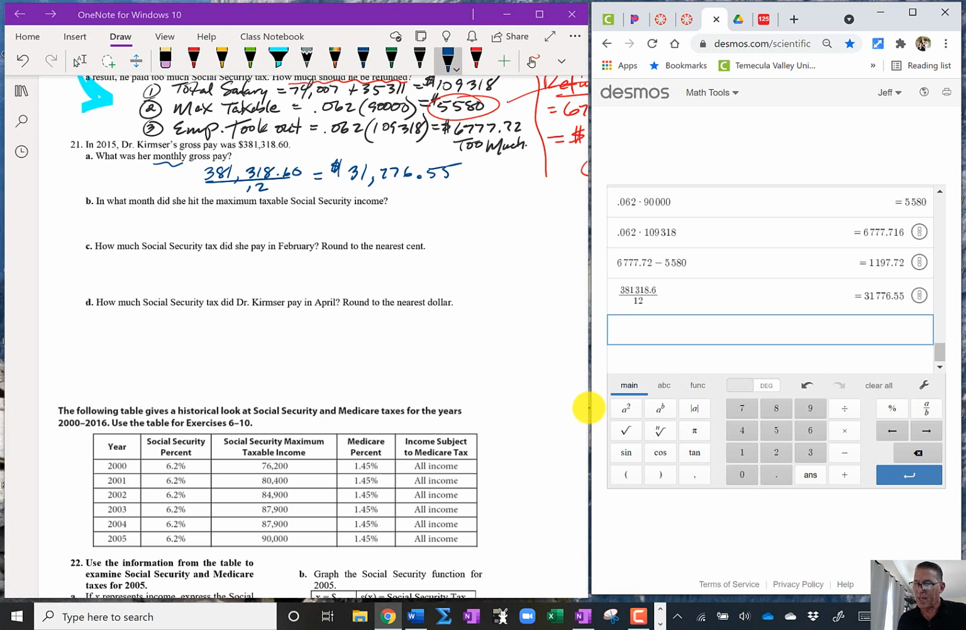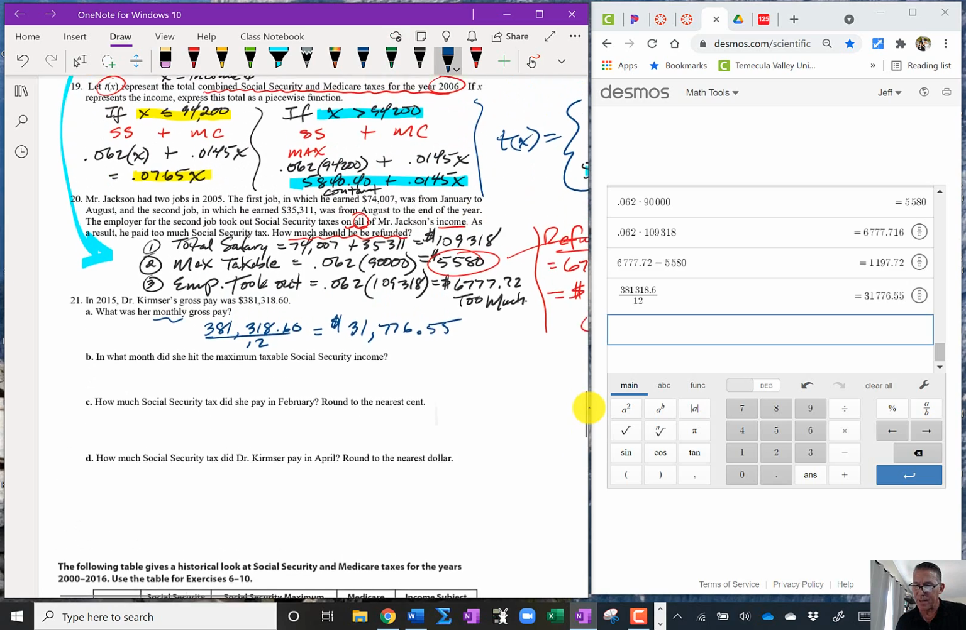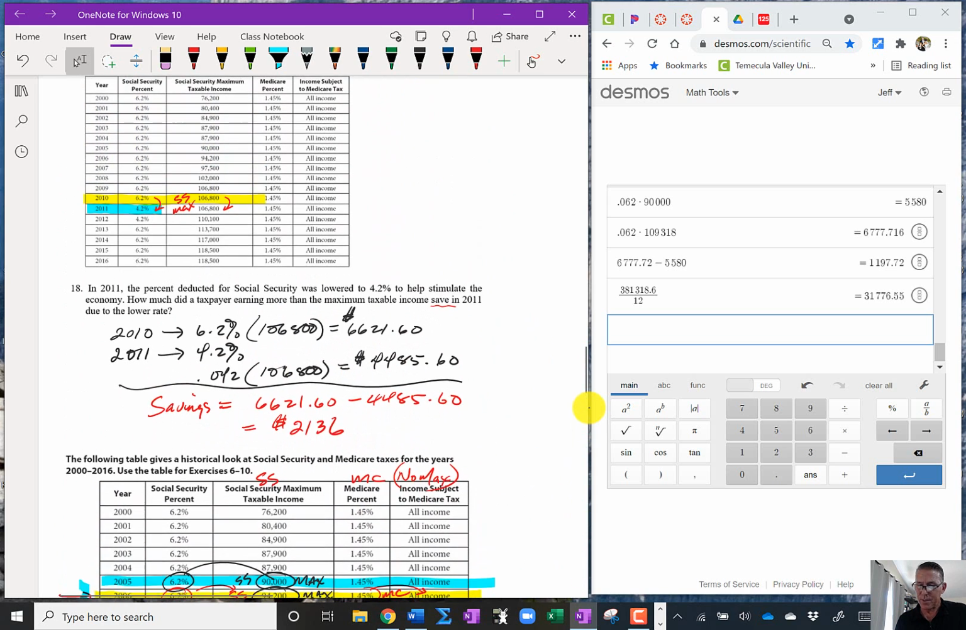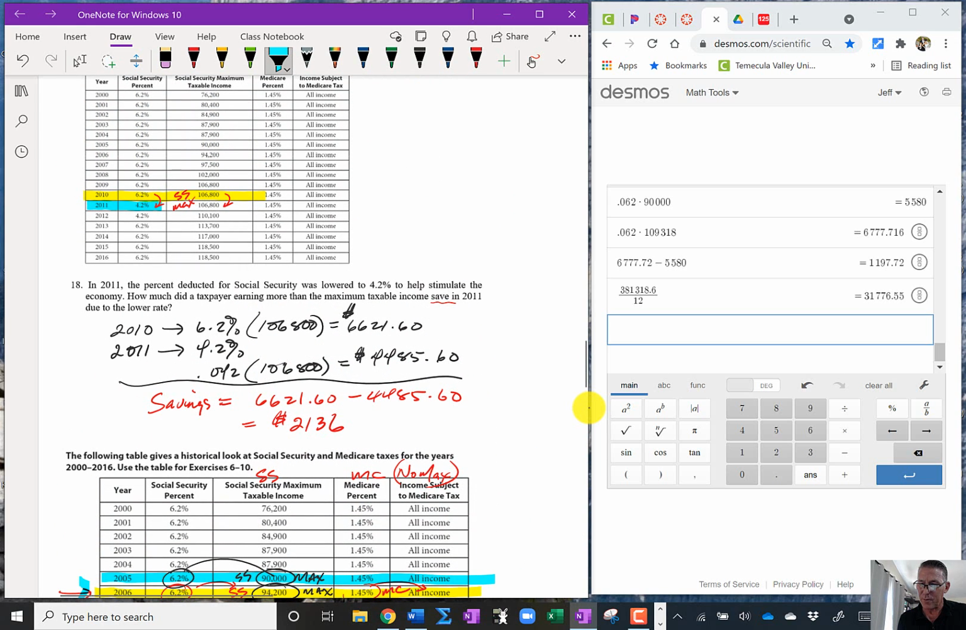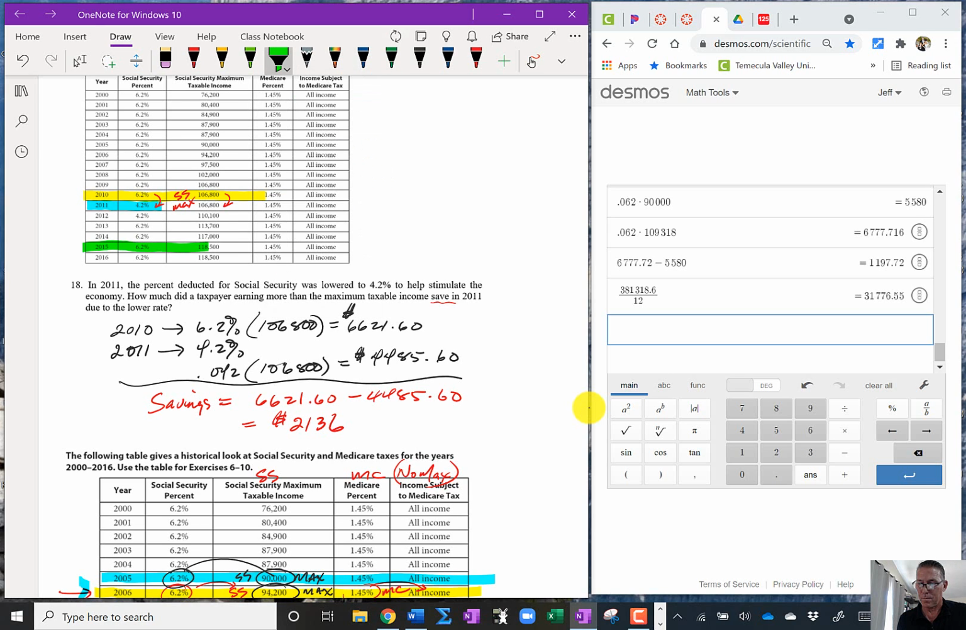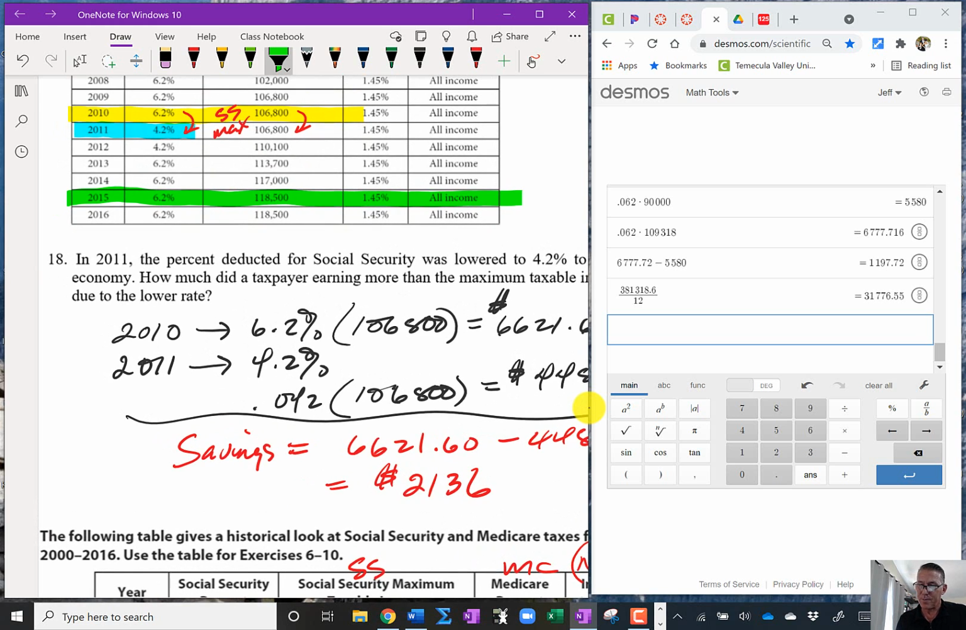So the question is, how many months of getting paid 31,000 does it take to exceed the maximum? Let X equal the number of months. We take 31,776.55, multiply it by the number of months, and ask when that is equal to 118,500, which is your max taxable income. So you simply divide, and X equals something.